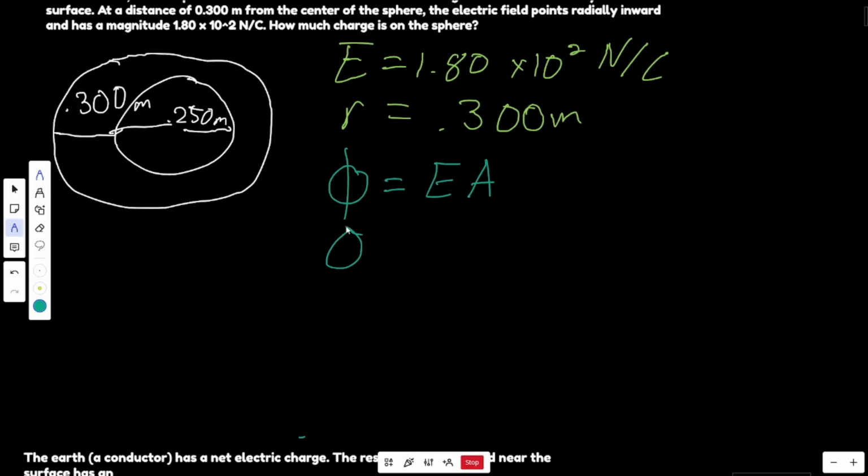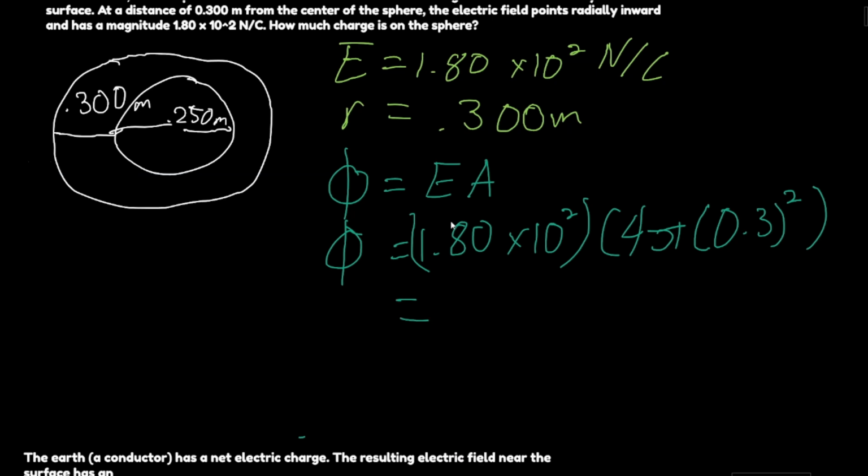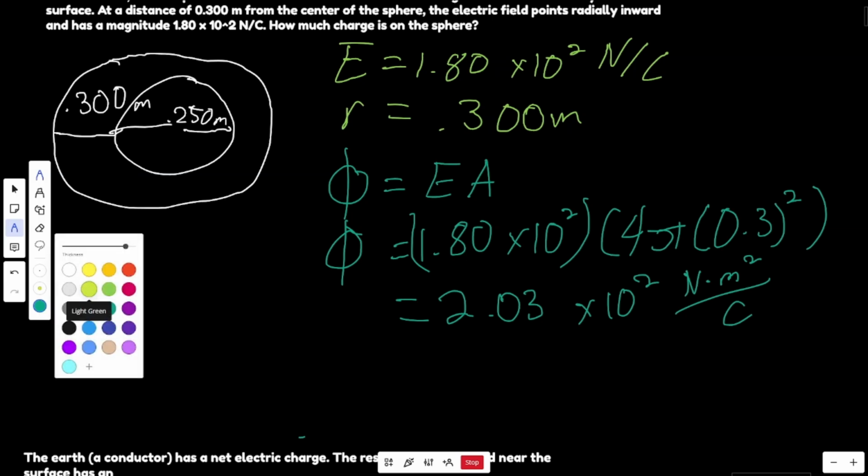So for our flux, we just put in our values. We have 1.8 times 10 to the power of 2 times our surface area for a sphere, which we got earlier, 4 times pi times 0.3 squared. That gets us 2.03 times 10 to the power of 2. And this is Newton meters squared per coulomb. So that's it. That's our flux.